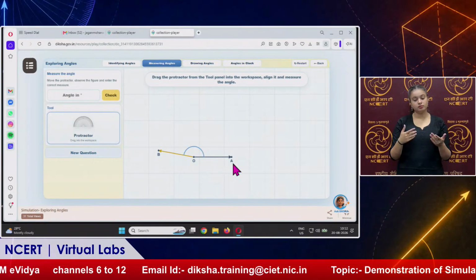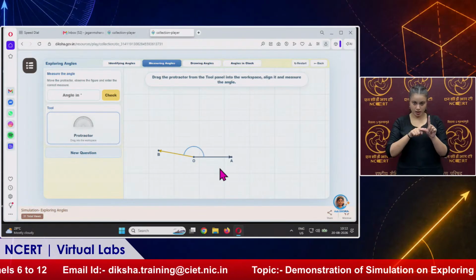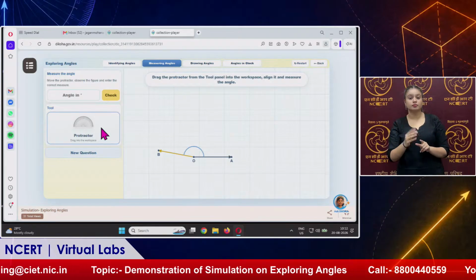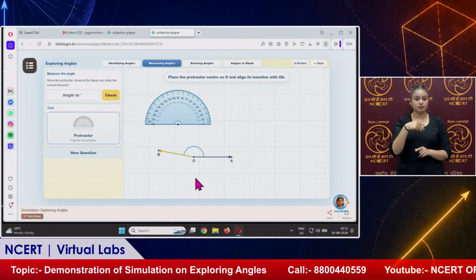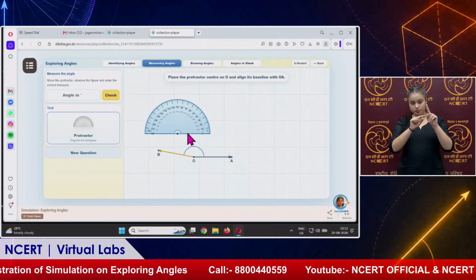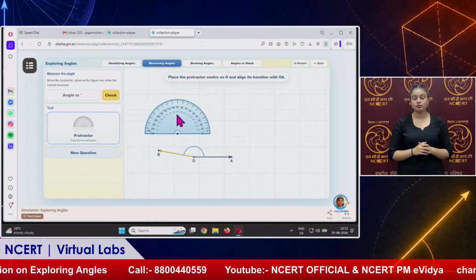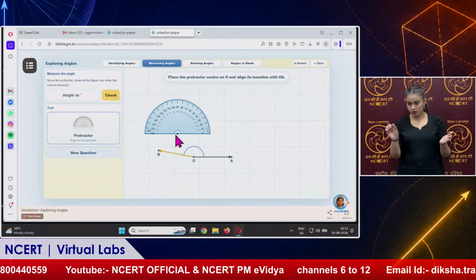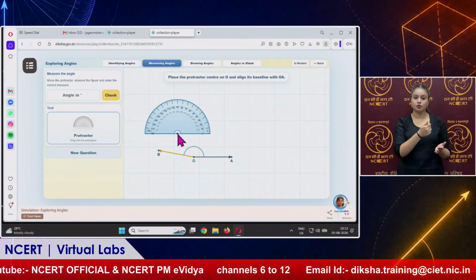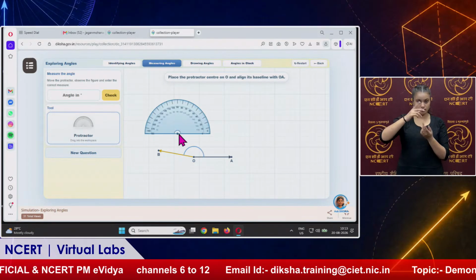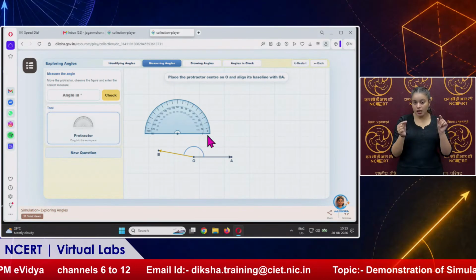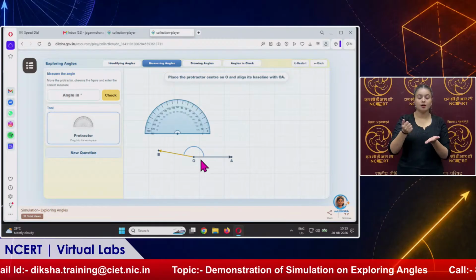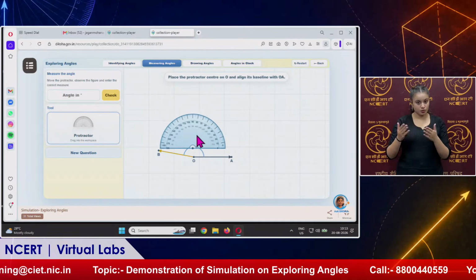That means here they have given a figure of the particular angle, but they haven't mentioned the measure of the angle. Now we have to drag the protractor here. In this protractor we could see some measurements from right to left and left to right also. Here this point indicates the center of the protractor, and this straight line indicates the base of the protractor. So, how do we measure this particular angle with the help of the protractor?